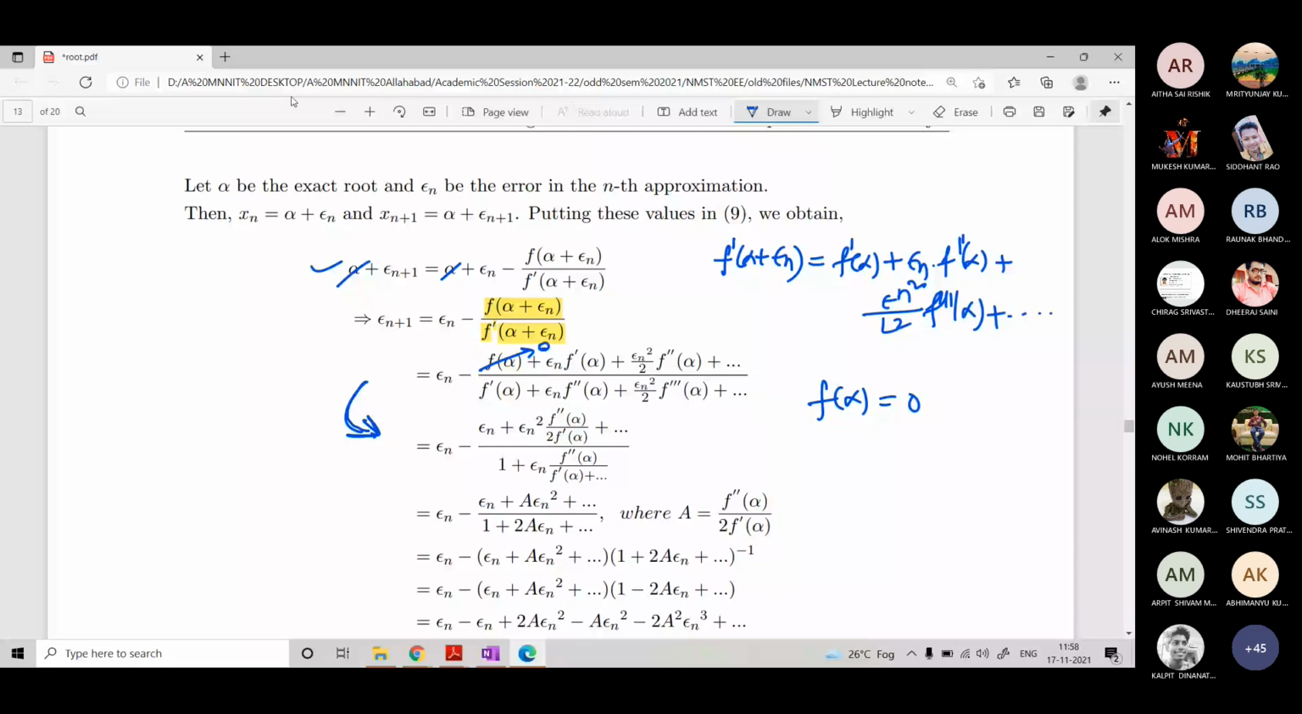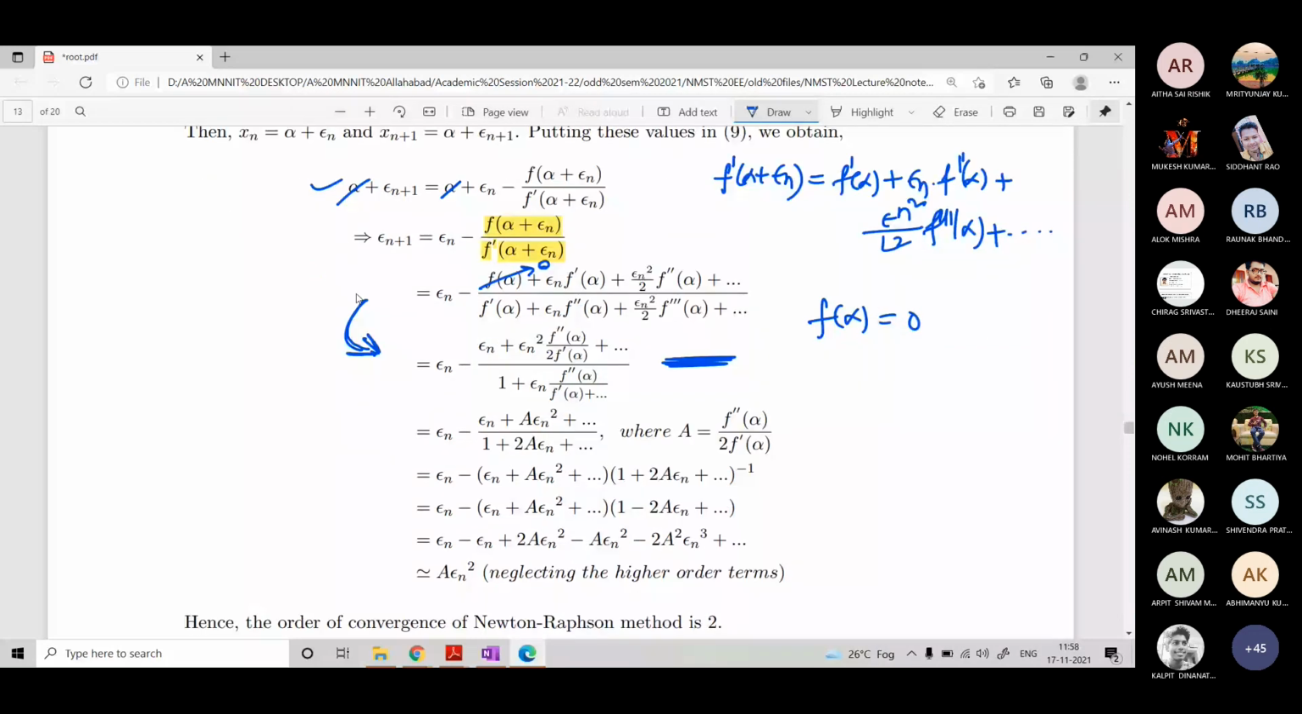Okay. So now from this marked line, we are simply representing this quantity f double dash alpha by 2 f dash alpha as a, to make the expression look simple. So the expression is now becoming epsilon n minus epsilon n plus a into epsilon n square and higher order terms by 1 plus 2a into epsilon n plus dot dot dot the remaining terms.